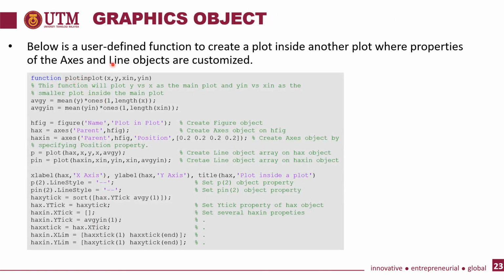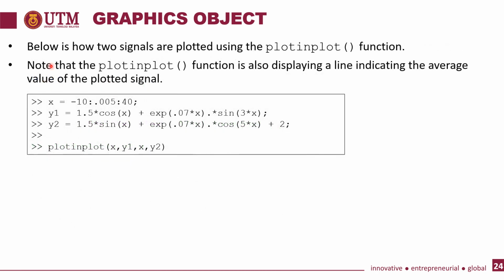Below is a user-defined function to create a plot inside another plot, where properties of the axis and line objects are customized. All of this is about plotting the function x, y, with x in and y in. This is the first function, and this is the second function, which will be plotted inside the function xy. So this is how signals are plotted using the plot in plot function.